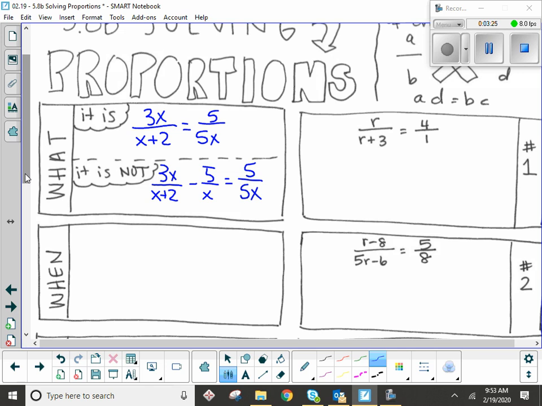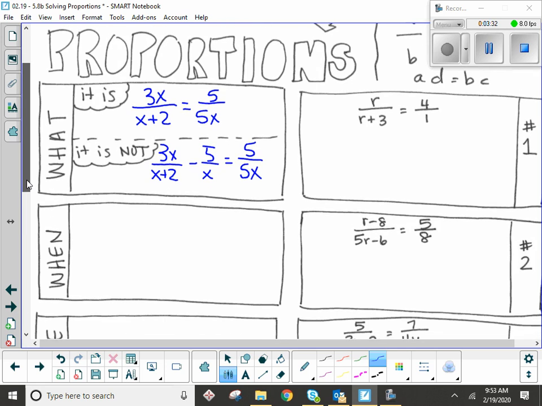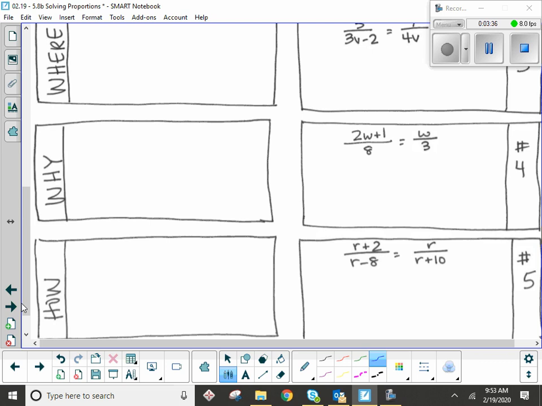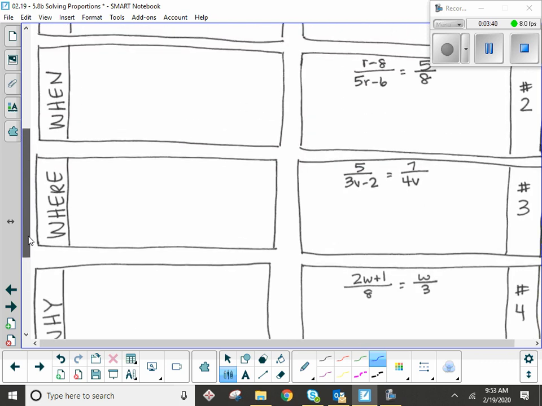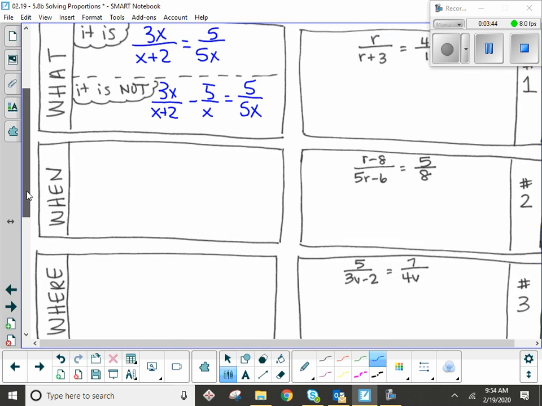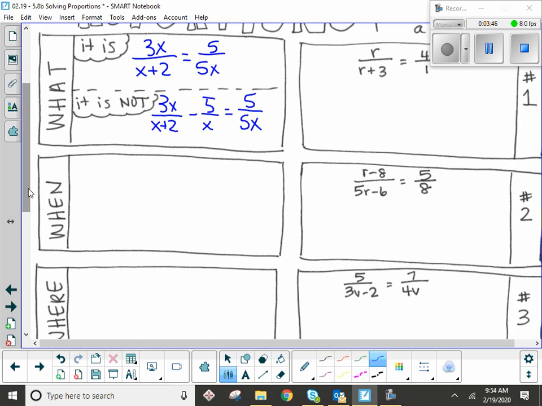So that's what a proportion is. I thought I was clever writing this. It's the what, when, where, why, and how. I thought that was clever when I was making this. Right now, it seems kind of annoying, but anyway, I already made the copies, so we're going with it. I just don't know what goes on in my brain sometimes.